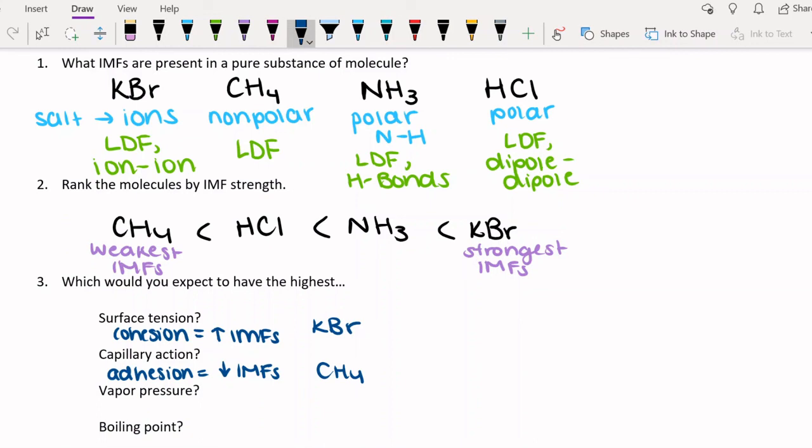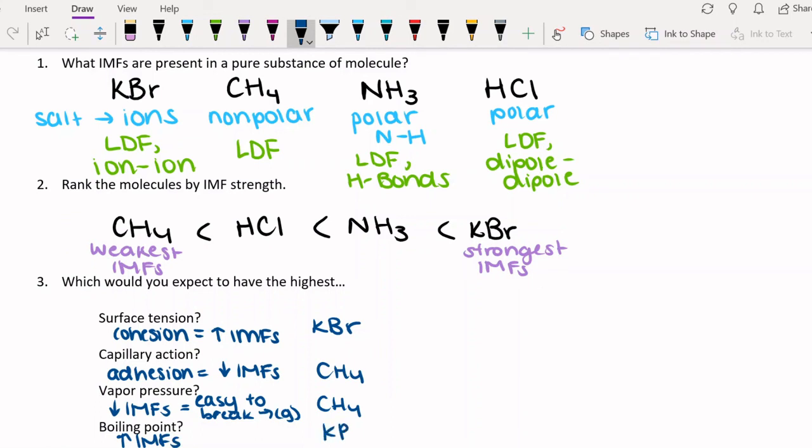Next, vapor pressure. Weaker intermolecular forces are easier to break, meaning it is easier for the molecule to become a gas. So, again, the answer is methane. The molecule with the highest boiling point will most likely have the strongest IMFs, because it will take the most energy to disrupt these strong IMFs.